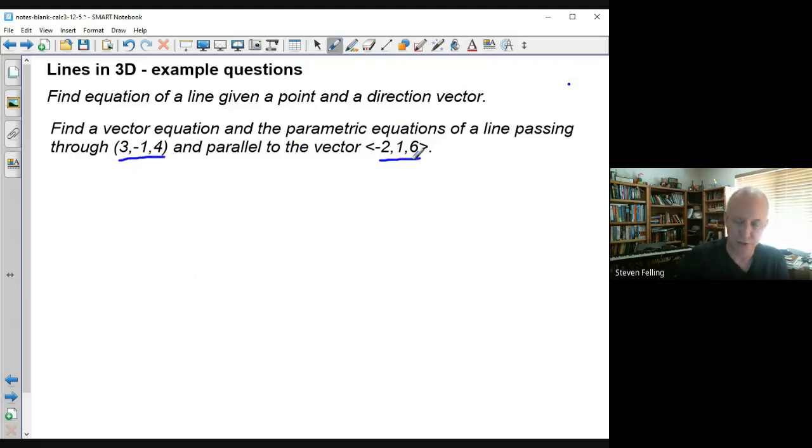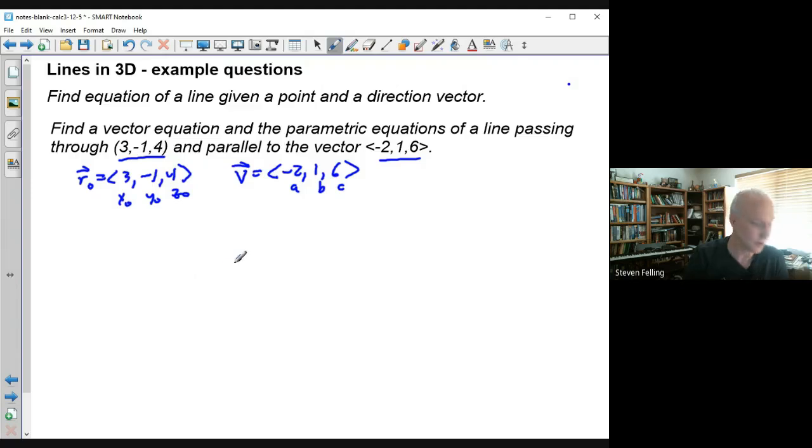All right, so this point defines our initial vector. Our initial position vector, r0, is going to be the vector 3, -1, 4. And then our direction vector v is going to be -2, 1, 6. So essentially this is my a, my b, and my c. This is my x0, my y0, and my z0.